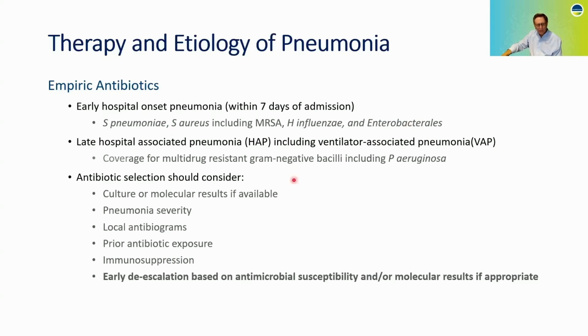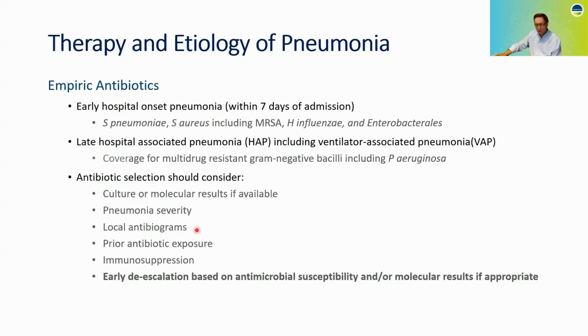In the late onset healthcare-associated pneumonias and ventilator-associated pneumonias, that's when we see the multi-drug resistant gram-negatives. And antibiotic selection should consider, do we have a molecular test that helps? What's the severity of the pneumonia? What's our local antibiogram show us, both in the ICU and in the non-ICU? That's often very helpful in using empiric therapy.